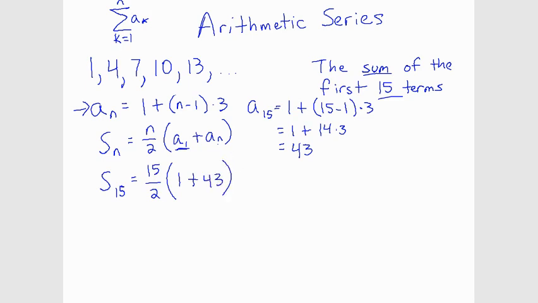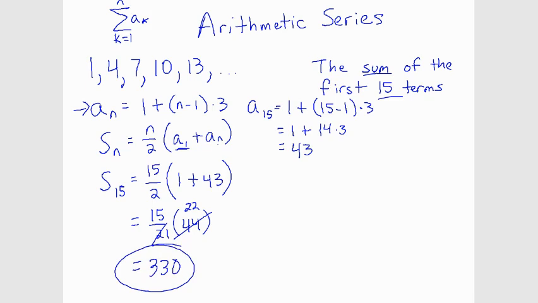Okay, great. So let's go ahead and do 15 over 2 times, and this simplifies to 44. And then I'll cross simplify. This is 22, and this is 1. So now I have 15 times 22. Well, 15 times 20 is 300, and then plus an additional 30 is 330. So that is the sum of the first 15 terms of my arithmetic sequence.